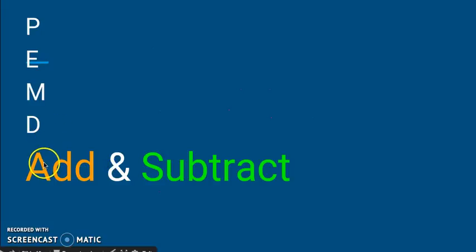Next, the A and the S in PEMDAS, we are also putting those together at the same time. So the last thing you'll do is you'll look for all adding and subtracting. Adding symbols will look like this, of course, from elementary school, you remember this, and subtraction symbols.